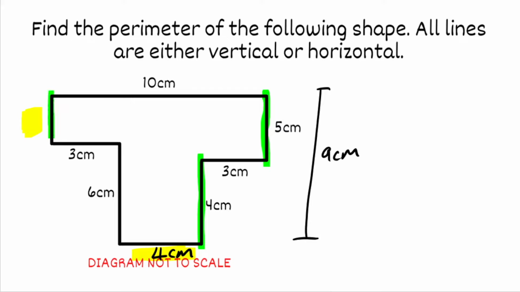So the length of this vertical side, come across then plus this 6 centimetres, must also be equal to 9 centimetres. So that missing side there must be 3 centimetres.